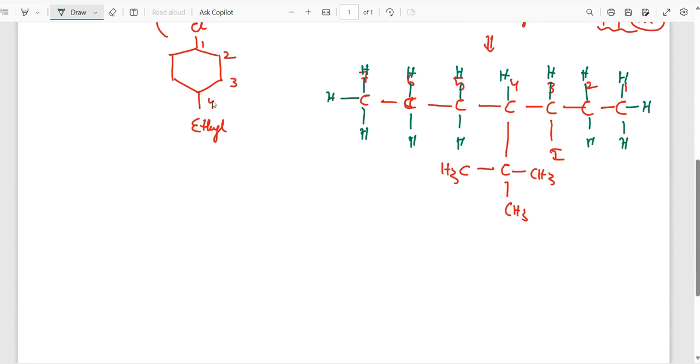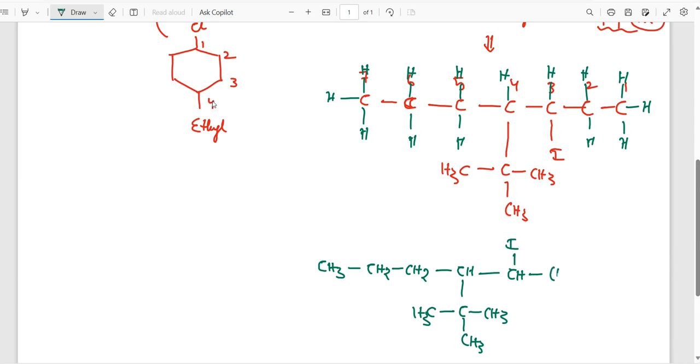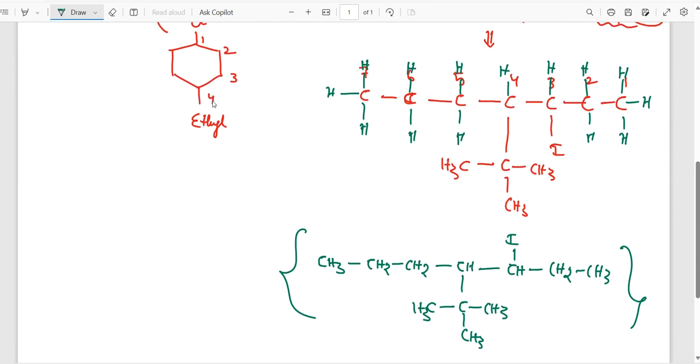So the total structure becomes CH3 bond CH2 bond CH2 bond CH bond C bond CH3 bond CH3 bond CH3, bond CH bond iodine bond CH2 bond CH2. So this is the overall structure of 4 tertiary butyl 3 iodoheptane. I hope this concept is clear to you.